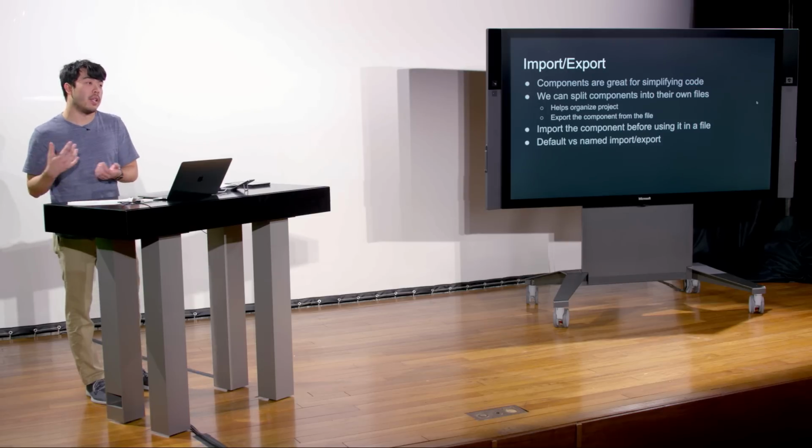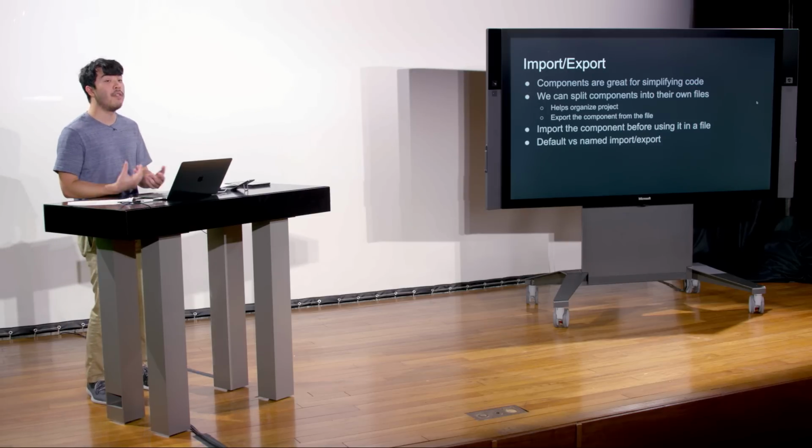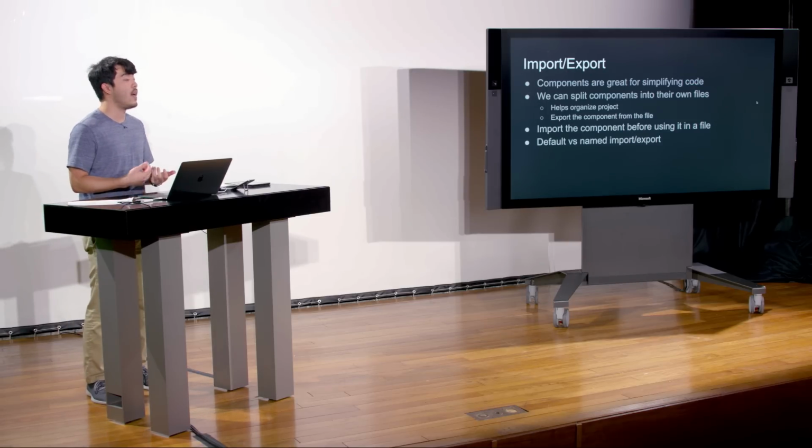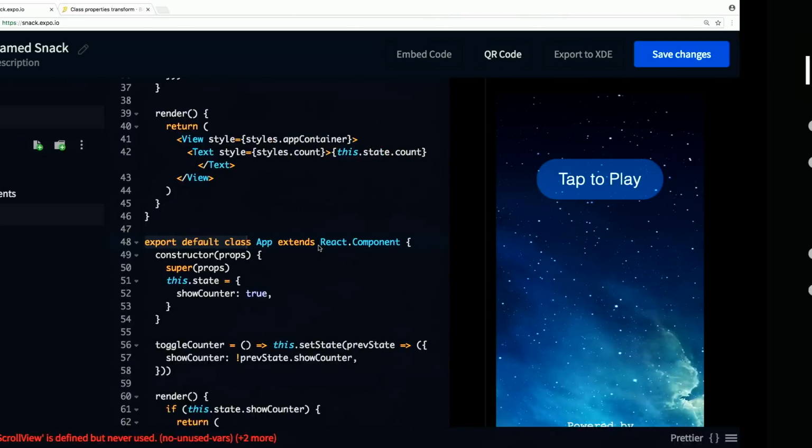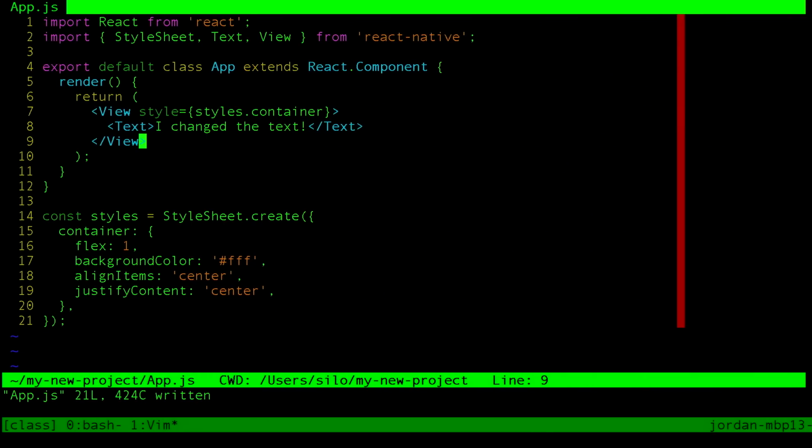And there are a couple different ways to import and export. There's this thing called a default export, and there's this thing called a named import and export. What I was typing a lot earlier is export default class app. That's me saying, hey, from this file here, I actually want to export this app, and it should be the default export. Let's take a look at what that looks like here.